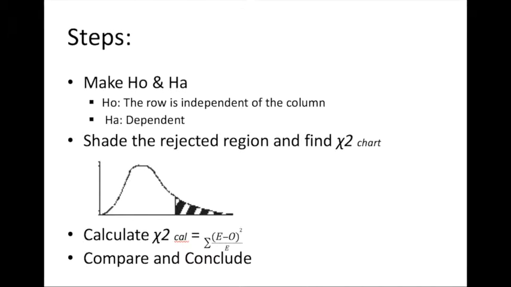The steps are just the same template as one-way table. Firstly, we make H0 and HA. Draw the graph and shade the rejected region. In this case, H0 is always that the row is independent of the column, and HA is that they are dependent. And then we find the value of the chi-square chart and chi-square count. If chi-square count is inside the shaded region, we reject the null hypothesis. But if it's not, we fail to reject the null hypothesis.